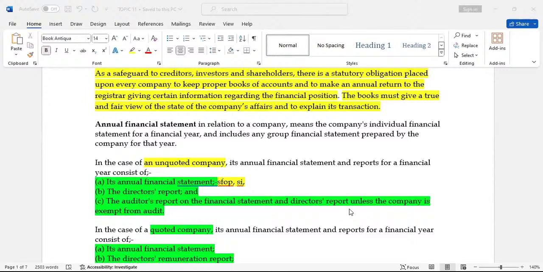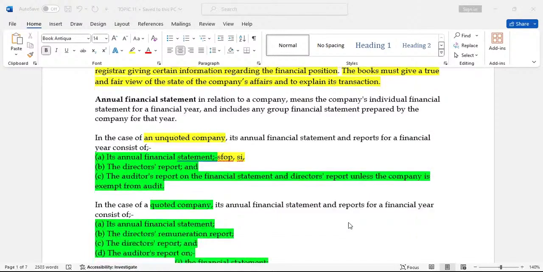So if it is unquoted, then you have to prepare the annual financial statements that the director's report just tried to describe. Then also there has to be an auditor's report on the financial statements and the director's report unless the company is exempted from audit.